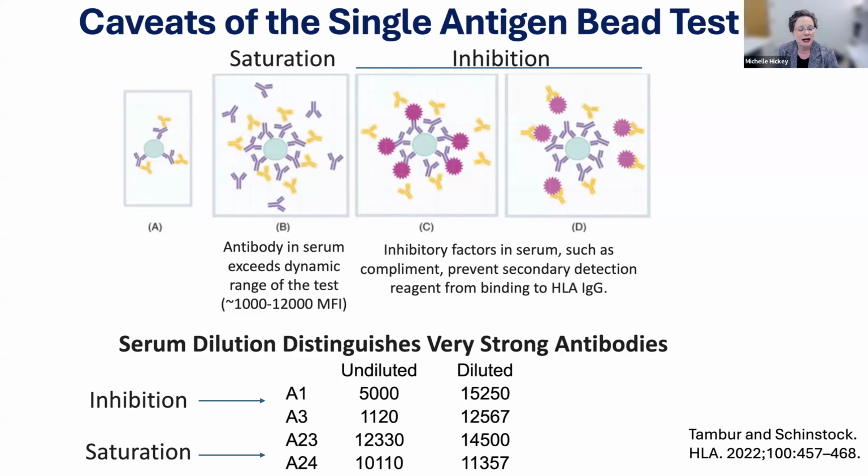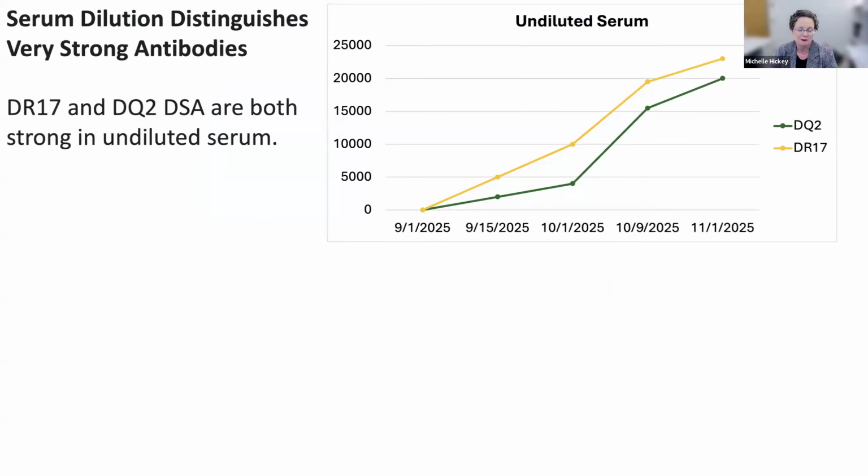While for antibodies to A1 and A3, in undiluted serum, we have a strength between, for one of them, 1,100, for the other 5,000. But when we dilute the serum, the strength increases fairly significantly into the 15,000 range. And this is an example of the kind of data you will find when there are inhibitory factors in the serum. And this is why dilution of the serum in the single antigen bead test can be very effective at helping us understand the true strength of antibodies and donor-specific antibodies. Next slide, please. Thank you.